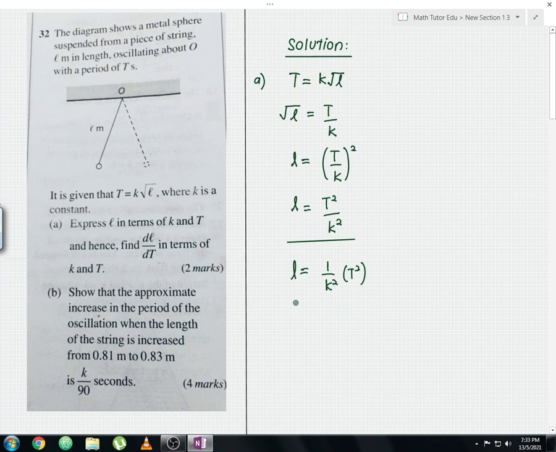Okay, so from here, let us perform the differentiation. So from here, dL over dt will be equals to 2 over k squared, and then it will become t over here. So the 2 you times it 1 over k squared, and then the 2 it will reduce to 1. So that's how you get 2 over k squared times t. Okay, so this is your answer for the question part A. Okay, let me underline the solution.